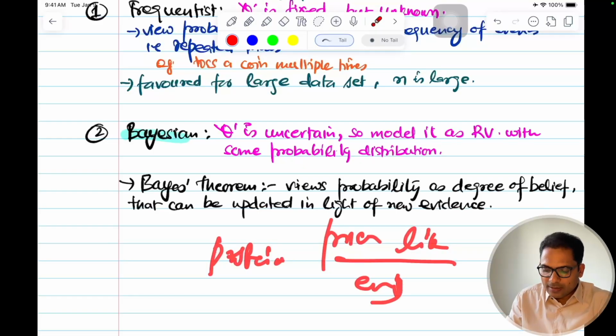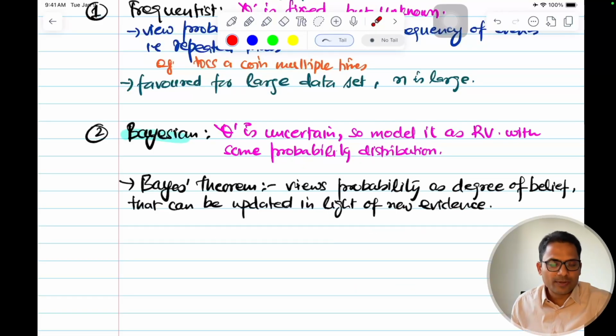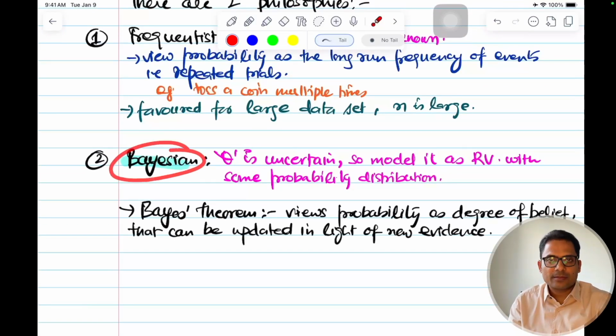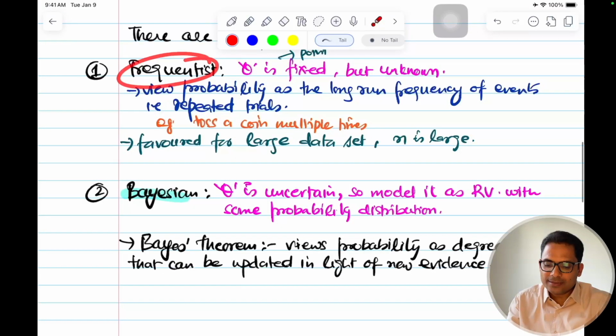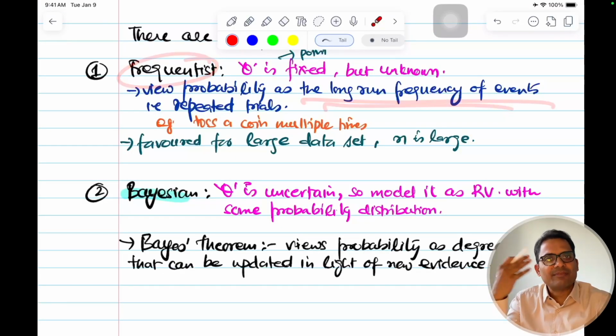So where does Bayes theorem come from? It comes from conditional probability, right? So in the light of new evidence, the degree of belief that I had about an event needs to be updated. That's how Bayesians view probability, and the frequentists view probability as the long running average of repeated trials. That's the major difference.